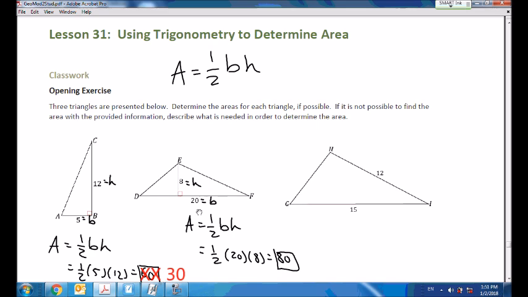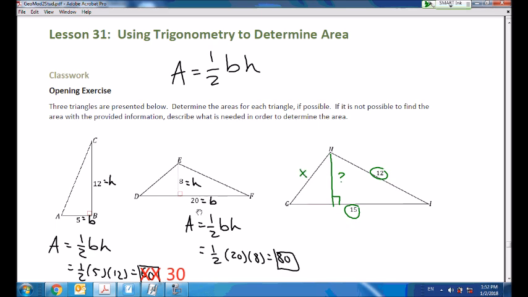Now on this right one, we are given this length is 15 and this length is 12, and we are kind of stuck with figuring out base times height because we don't know what the height is, because the base and the height must be perpendicular. So I'm kind of stuck here not knowing what the height is. Now, are there things we could do to find the height?